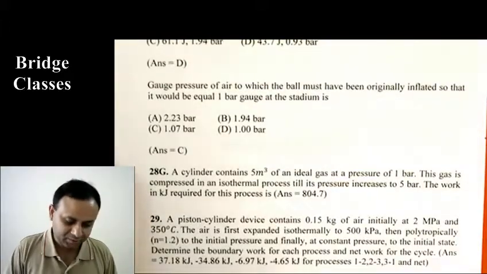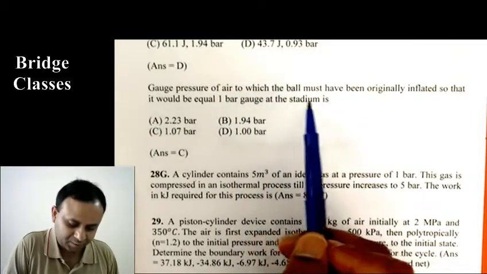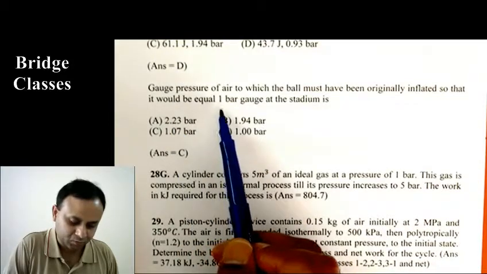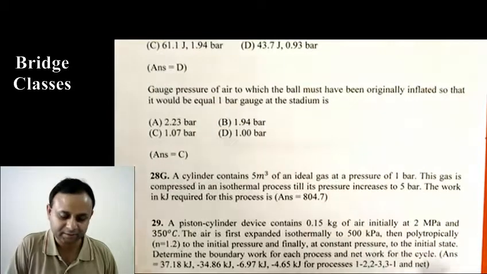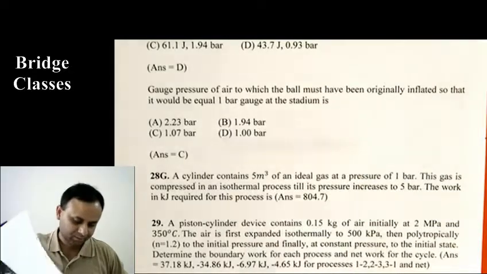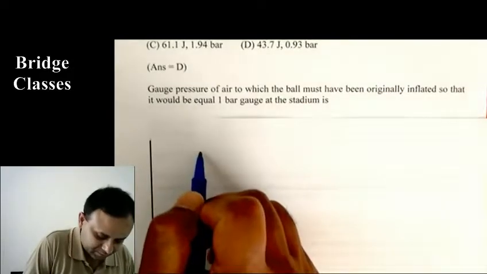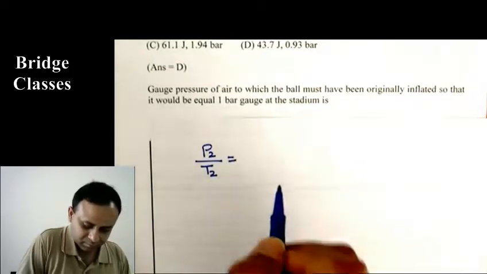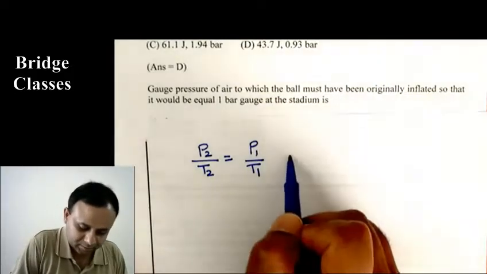There is another part to this which says: gauge pressure of air to which the ball must have been originally inflated so that it would be equal to 1 bar gauge at the stadium. So at what pressure should it have been inflated to get 1 bar gauge at the stadium? We just apply the ideal gas law, like we did right now. You have this relation, P2 over T2 is P1 over T1. Now just plug numbers in this.